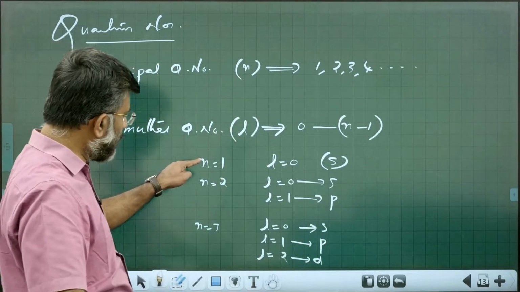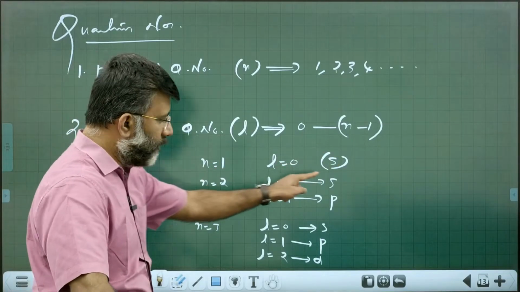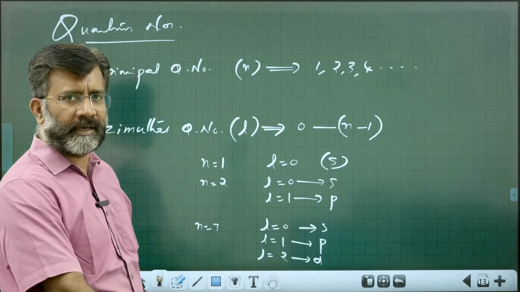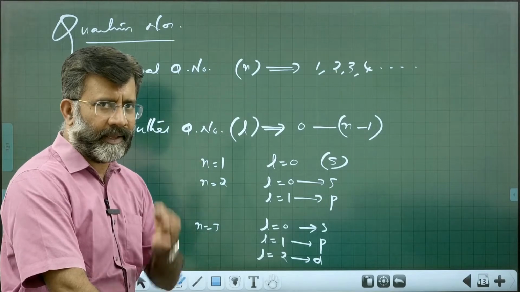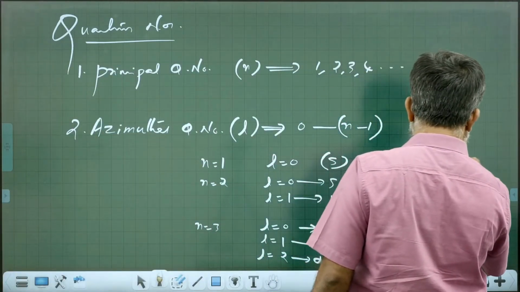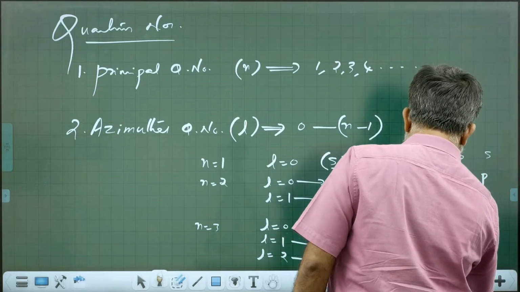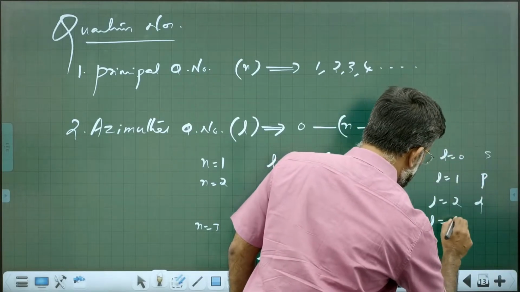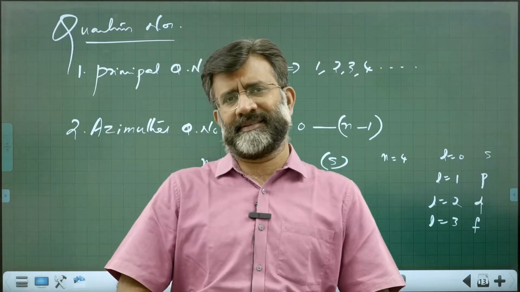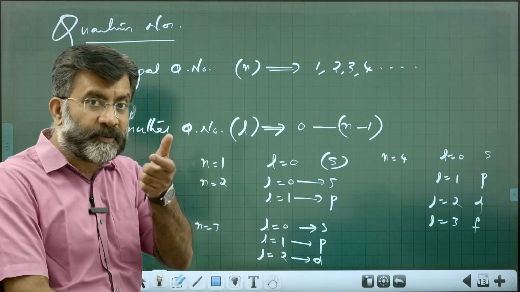So in the first energy level, we have only S orbital. Second energy level, you have S and P. Third energy level, you have S, P, D. Fourth energy level, you have S, P, D, F. Suppose you take n equal to 4, you have L equal to 0, S; L equal to 1, P; L equal to 2, D; and L equal to 3, F. So on. Purely mathematics. And azimuthal quantum number is talking about subshells.